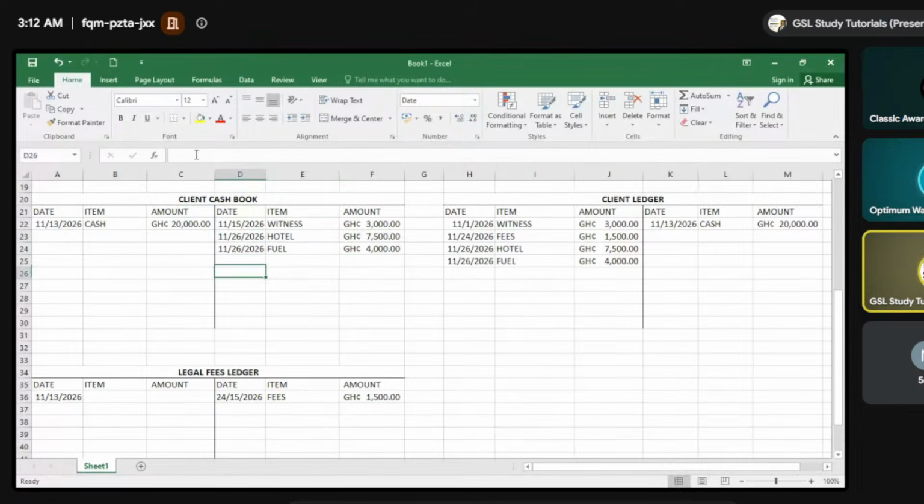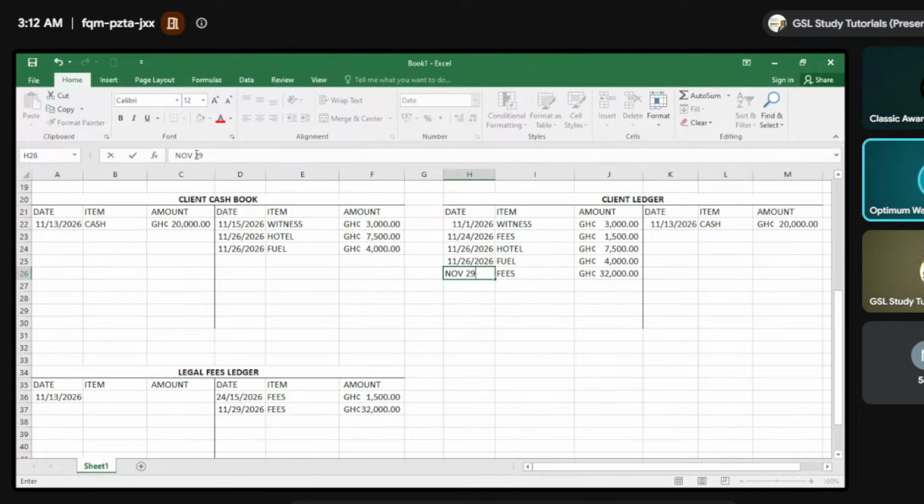So we come here, the date is 29th. Fees, 32,000. Then if it's credited here, it's going to be debited here. Come here to fees. Come here to November 29. Great. Now let's do the next one.